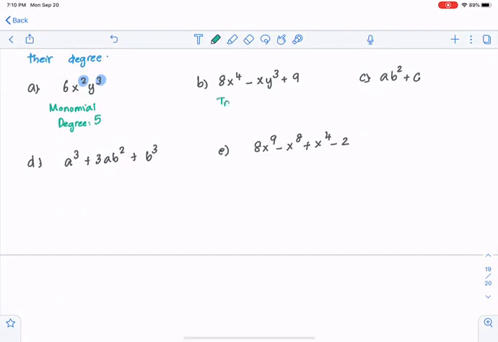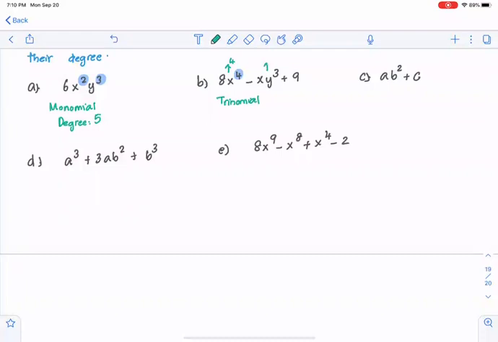The second one is a trinomial because it has 3 terms. The degree here, x has a degree of 3. The second term, degree of 4. The second term, the power of x is 1, the power of y is 3. So if you add them together, I'll get 4. 9 is just the power of 1. So the maximum or the biggest of all of them is 4.